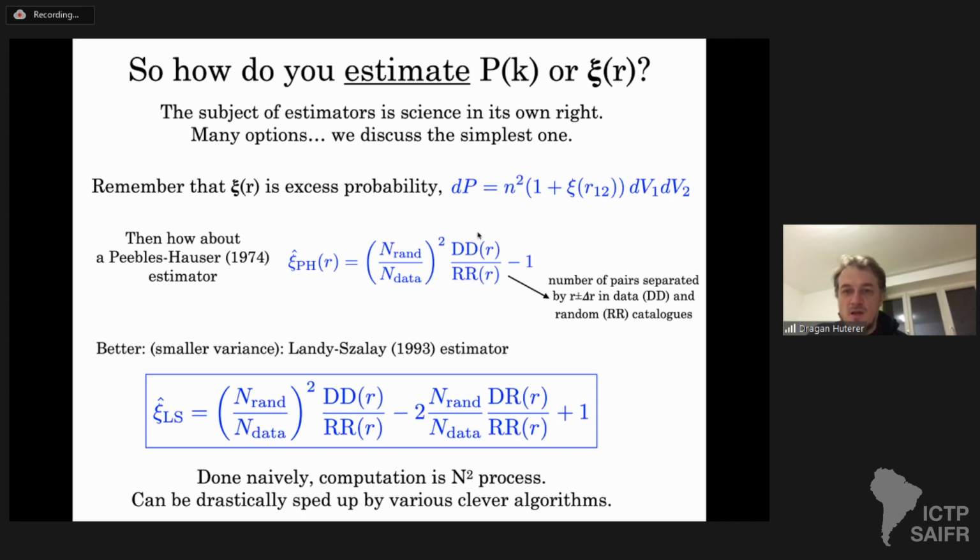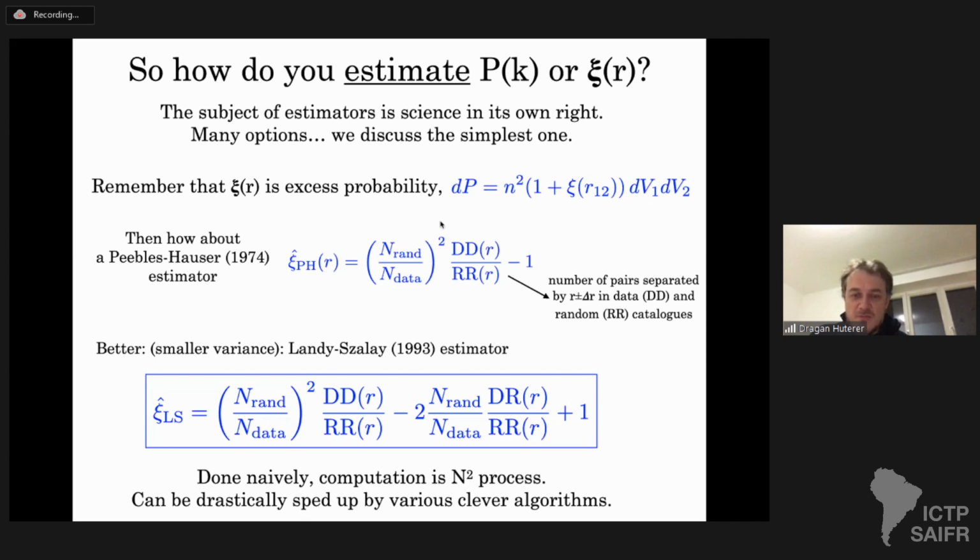Let me subtract 1. So if D were like R, DD over RR would be 1, and this would be 0. That would be 0 clustering. And then if there's more clustering at some distance, the DD number of pairs is going to be bigger than the RR number of pairs. I'm going to get a positive correlation function, vice versa, negative. This is a very simple thing to do. You already have the D catalog. You just have to generate a random catalog, random positions, random points in three-dimensional space, and you have to run this. Very easy to do. It's brilliant. It's really easy.